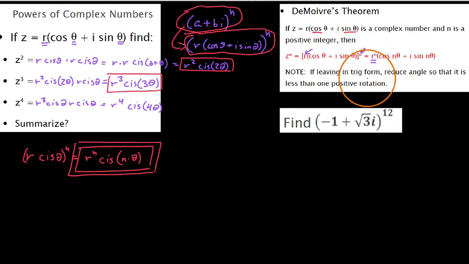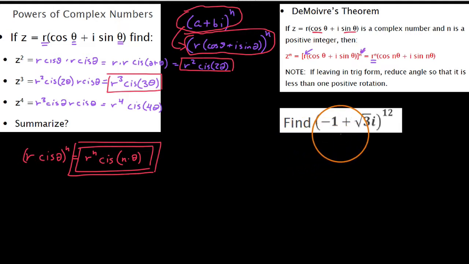So we say if leaving in trig form, reduce the angle so that it's less than 1 positive rotation. And that is to say, if we're leaving it in trig form, we're always going to put our angle as an angle between 0 and 360. Anything over that, we're going to need to reduce it. That's all that means.